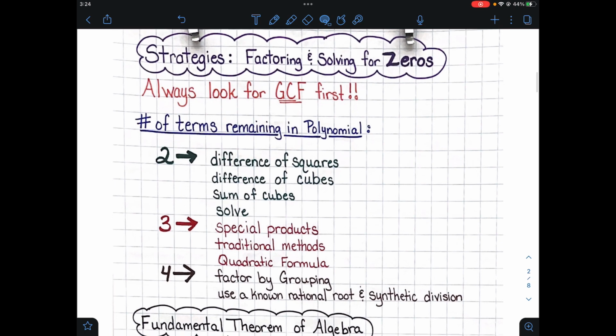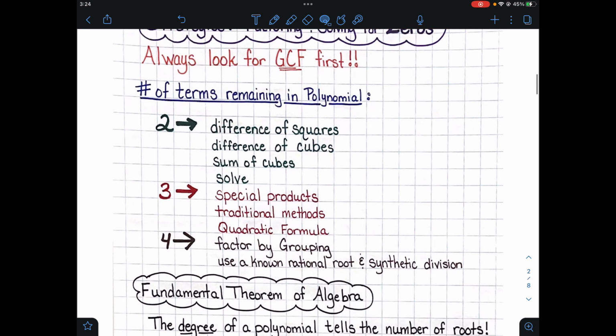Number one thing is always look for a GCF to make sure that there's nothing that can be factored out. And then look at the remaining number of terms if you're able to factor out a GCF. If not, you still look at the terms. So if there's only 2 terms in your problem, then think to yourself, is this a difference of squares, a difference of cubes, a sum of cubes, or can I just solve it straight out? Sometimes even with the difference of cubes, you can do that, depending on what it is, and you'll see those examples.